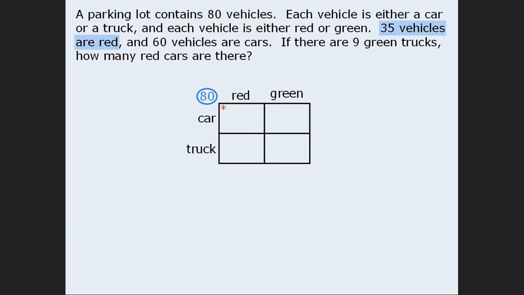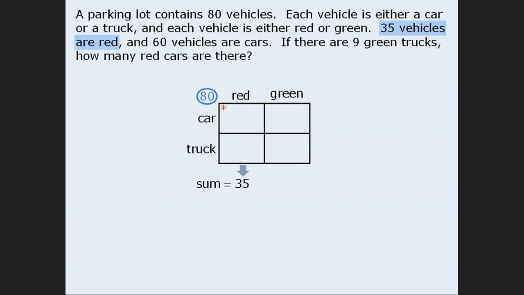First, we are told that 35 of the vehicles are red. Now some of those red vehicles will be red cars, and some of those red vehicles will be red trucks. At the moment, we don't have enough information to place any of the 35 red vehicles in either of the two boxes. However, since 35 of the vehicles are red, we know that the sum of these two boxes will be 35. So let's add this here. We now know that the numbers in the two yellow boxes must add to 35.